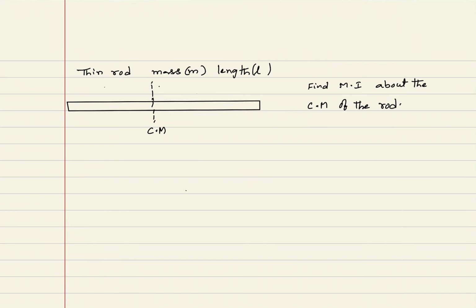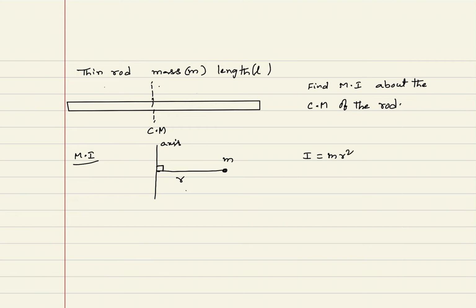Thin rod of mass m, length L, I am going to calculate the moment of inertia about its center of mass. Before discussing the moment of inertia about the center of mass of any rod, I am just recapping what moment of inertia is. Let us consider there is an axis and a particle of mass m at a perpendicular distance r from the axis. As you know, the moment of inertia of this particle about the axis is m r square.